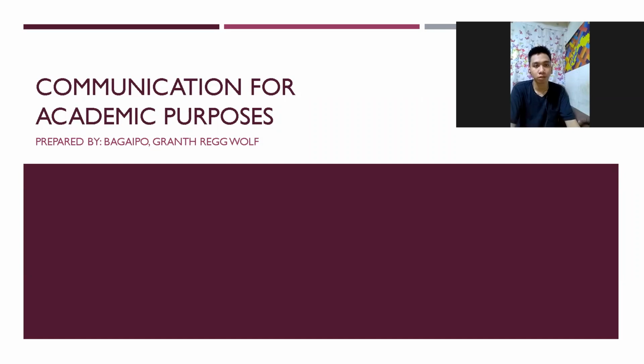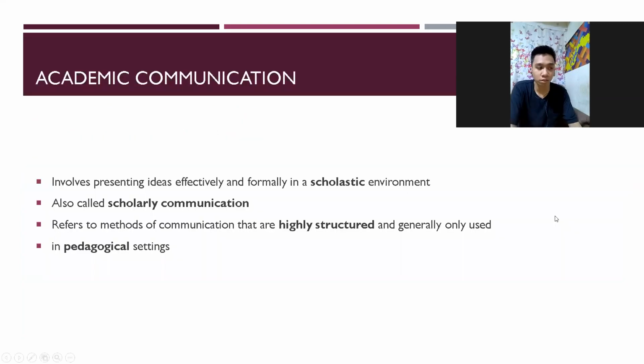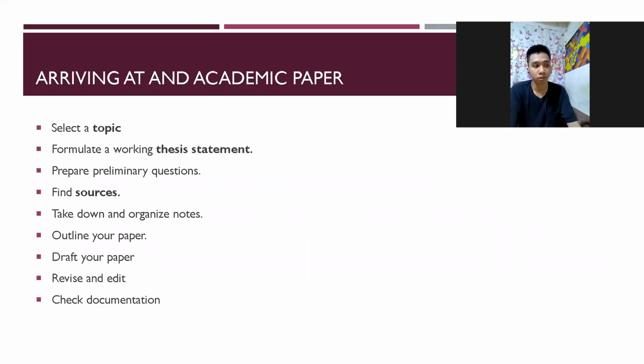So our topic is communication for academic purposes. So what is academic communication? Academic communication involves presenting ideas effectively and formally in a scholastic environment. It's also called scholarly communication. It also refers to the methods of communication that are highly structured and generally only used in pedagogical settings. It means that for academic purposes, it is such like a research paper.